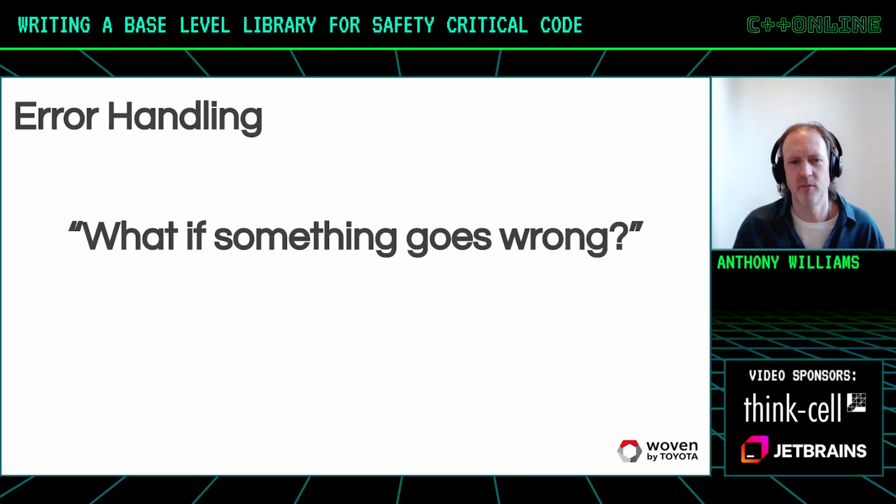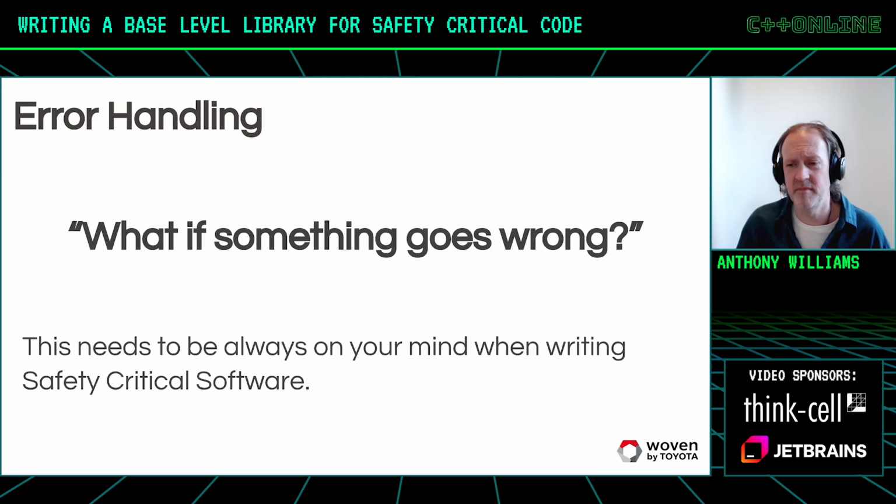So it's error handling. What if something goes wrong? Fundamentally, this needs to always be on your mind if you're writing safety critical software. What if something goes wrong? What if someone gives me bad inputs? What if I send something over the network and something goes wrong there? What if I talk to a bit of hardware and something goes wrong, and the hardware doesn't do what it says, or reports an error, or whatever? It's a question that you always have to think about.